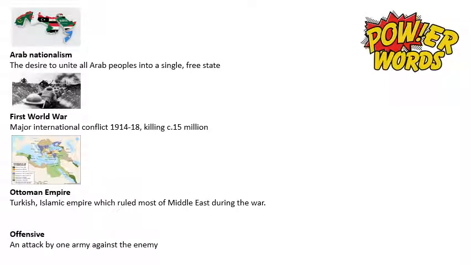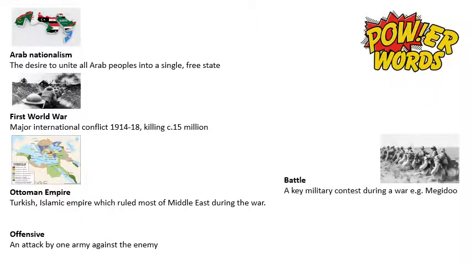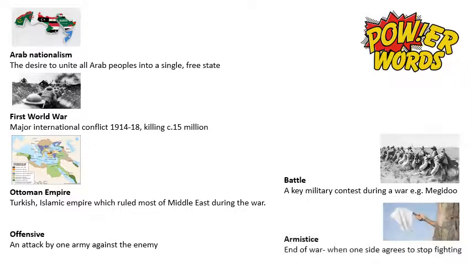We're going to see some military words today, including offensive, which is an attack by one army against the enemy during a battle. A battle is a key military contest during a war. So you can see the war took 4 years there, but it consisted of many different battles. And the war ends with an armistice. That's when one side says it's going to stop fighting. That obviously means that both sides will stop fighting, and you then get a peace treaty.